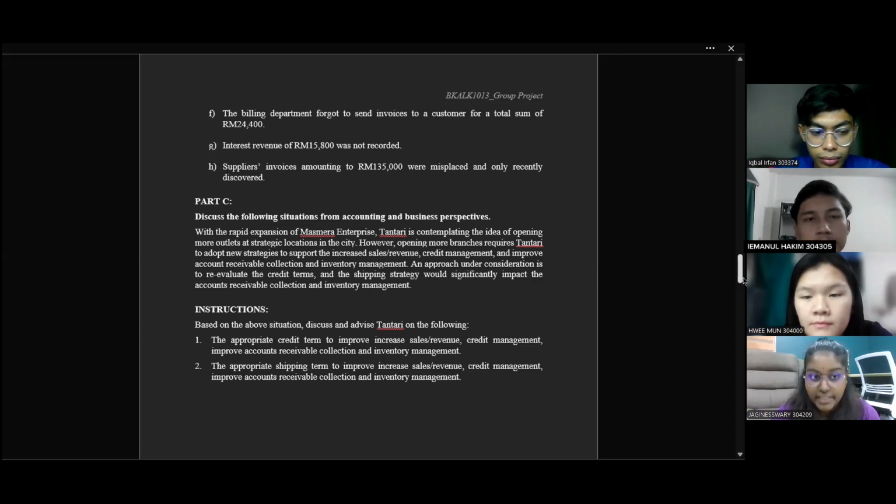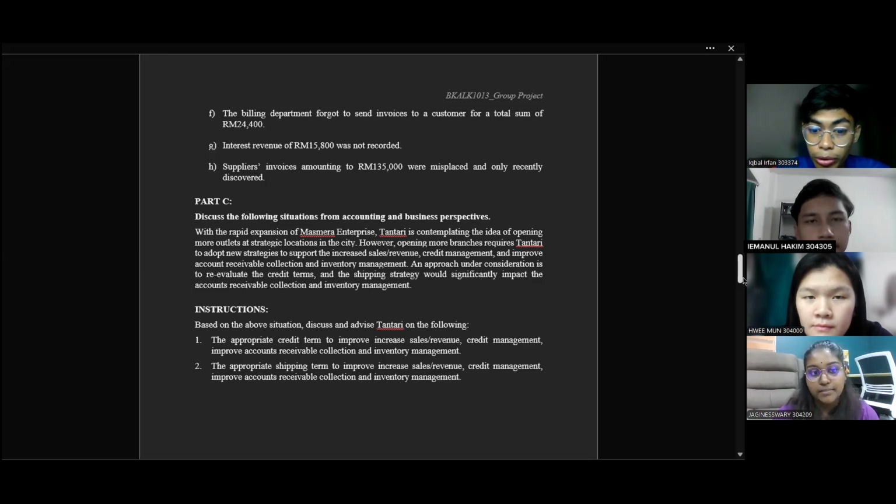Moving on to the second question, Tantari has to prepare herself in terms of shipping policy. To improve sales, Tantari can provide free on board destination. FOB destination is the best option because it gives customer satisfaction. Customers are more likely to purchase when they don't have to worry about logistics or additional shipping costs.